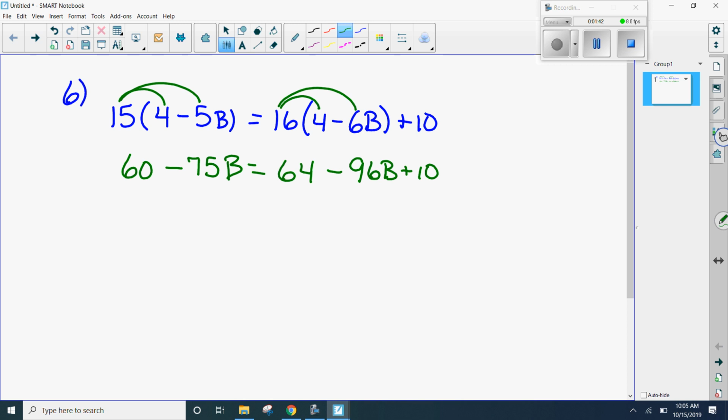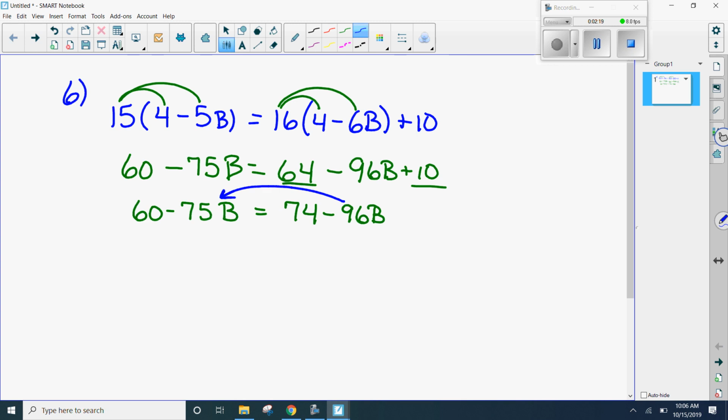Okay, so now what do you do? Let's group like terms on the right-hand side. So you have 60 minus 75b is equal to 74 minus 96b. Oh. All right, now what? Move the b's to one side. Which way do you want to move them? To the left?